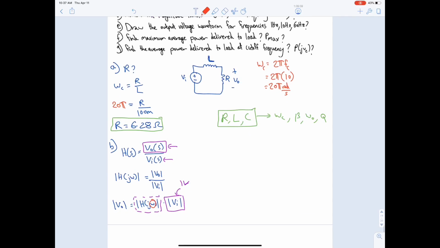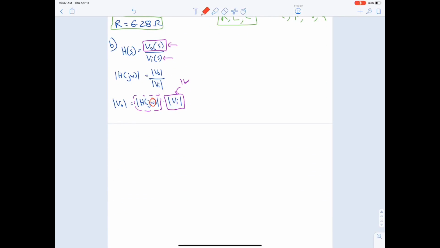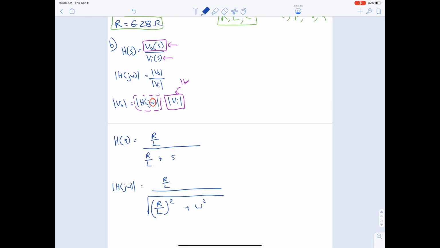Anyhow, let's begin. In order to find the magnitude, you need to find its parent, which is the transfer function. In the previous video, we found the transfer function. So I will just copy it down. It was R over L over R over L plus S. You can refer to the previous video to see how we figured this out. And we also found the magnitude in the previous video, and it was R over L divided by the square root of R over L squared plus omega squared.